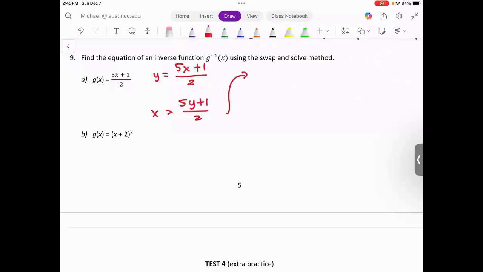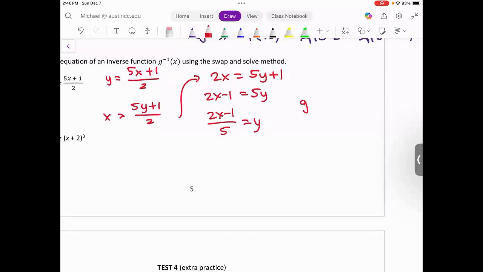Okay, now we want to solve for y. So let's multiply each side by 2 to get rid of that denominator. So we're going to have 2x equals 5y plus 1. Subtract 1 from either side. 2x minus 1 equals 5y. And then divide each side by 5. So this is our inverse function, but we just need to give it the proper name. So this is going to be inverse of g of x equals 2x minus 1 divided by 5.